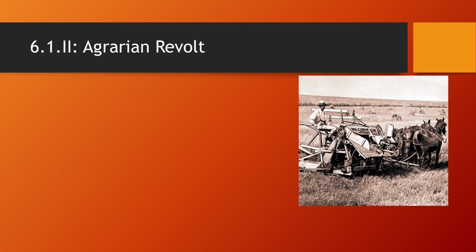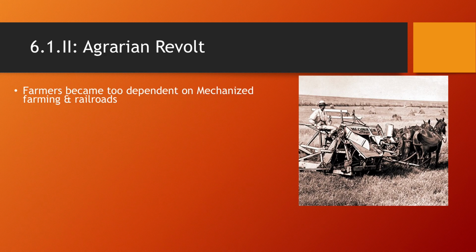Last thing we talked about in class was this Agrarian Revolt. That's 6.1 Roman numeral 2. Farmers becoming way too dependent upon new types of technology when it comes to agriculture, this mechanized farming that's developing. They're also way too dependent upon railroads. And these things begin to hurt them. It begins to eat into their profit and how they are able to make a living.